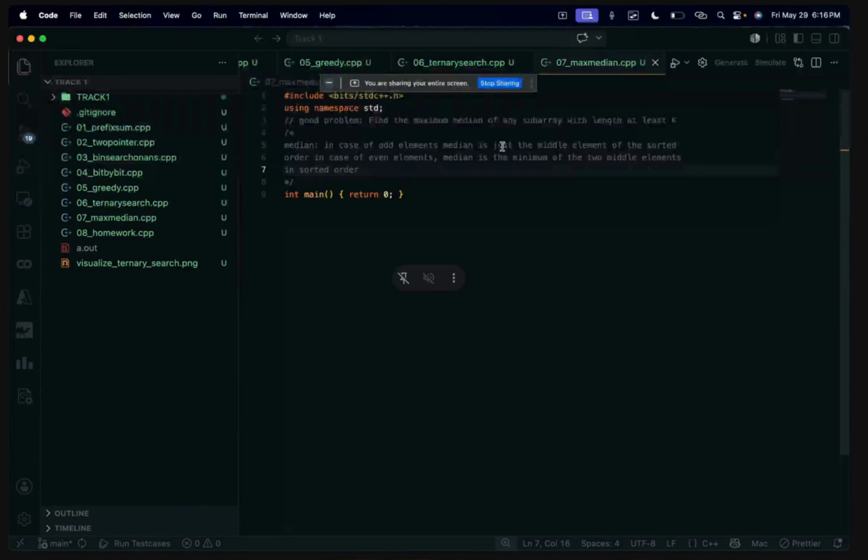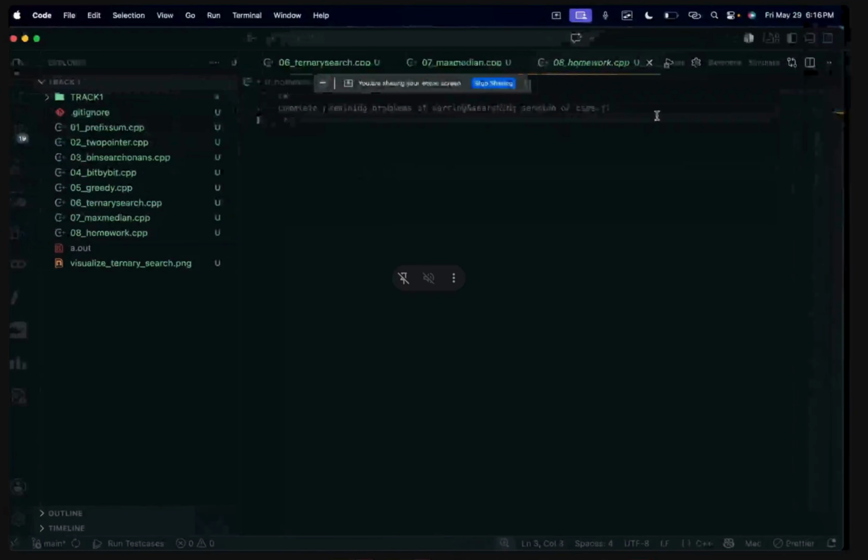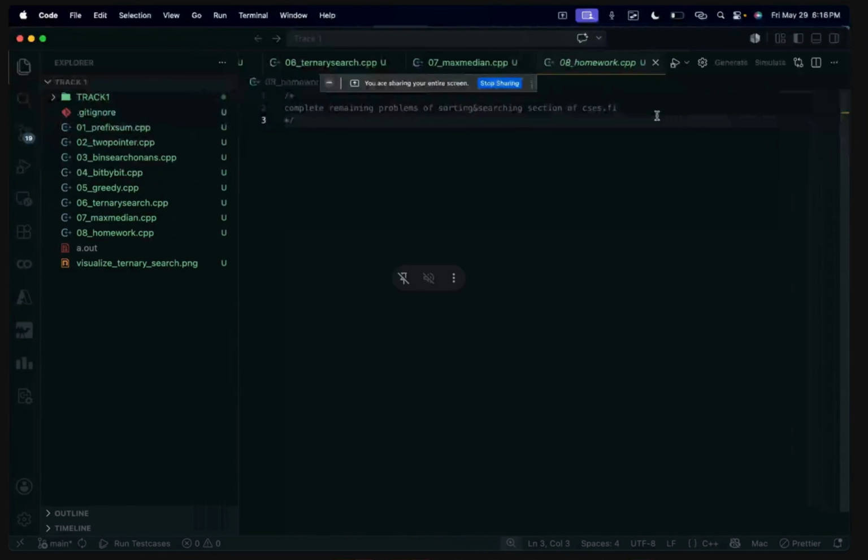I might be sharing the solution later in the WhatsApp group, but till then, please do give a good try to this problem. And I hope you enjoyed today's lecture. And I have more homework for you. That is, complete the remaining questions of the sorting and searching section.